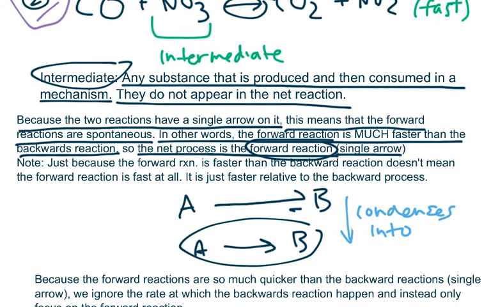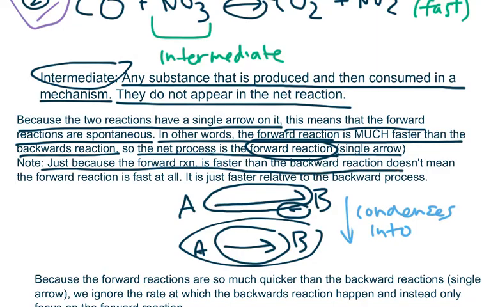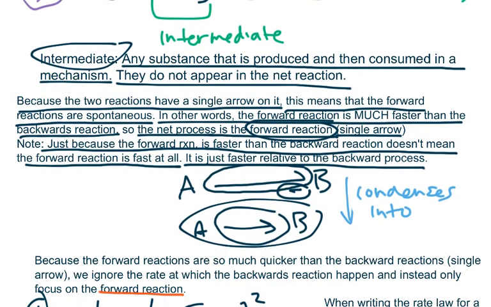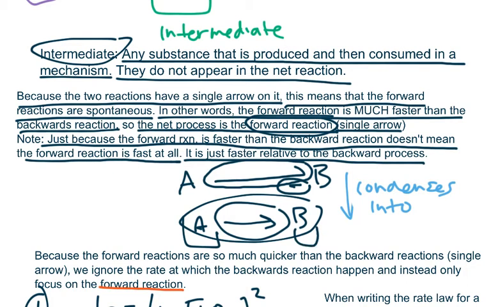So in this example, you can see that the forward reaction indicated by the forward arrow is much larger than the backward arrow, and because of that, if you add these two arrows together, the net result is that you will get a forward reaction. Now, just because the forward reaction is faster than the backward reaction doesn't mean the forward reaction is fast at all. It is just faster relative to the backward process. So A to B can actually be very, very slow, but the conversion from A to B is much, much faster than the conversion from B to A. So note the difference and don't be tricked by this.